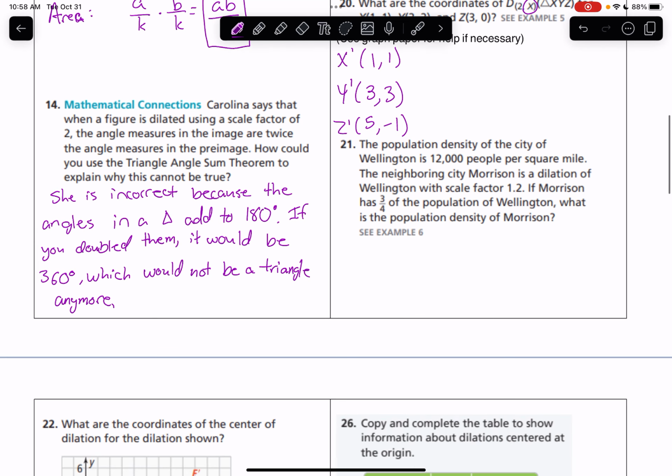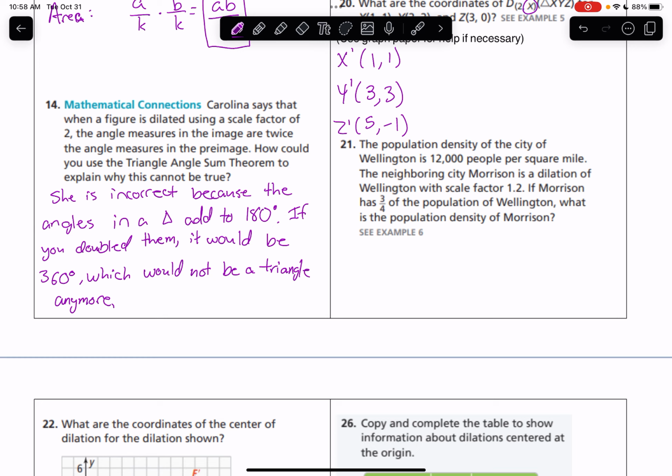Number 21, the population density of the city of Wellington is 12,000 people per square mile. The neighboring city, Morrison, is a dilation of Wellington with a scale factor of 1.2. If Morrison has 3/4 of the population of Wellington, what is the population density of Morrison? Let's see, there's a lot to unpack in that one. But the first thing that we should do is figure out how big the area of Morrison is.